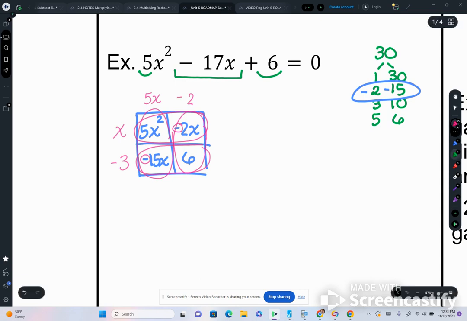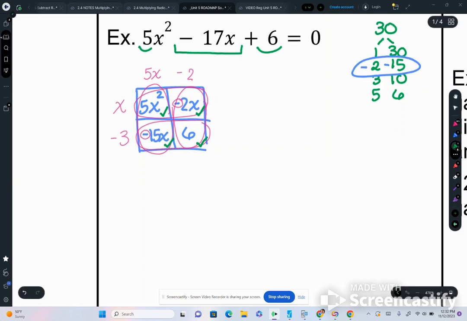And I always like to just double check that we're good. X times 5x is 5x squared. X times negative 2, negative 2x. Negative 3 times 5x, negative 15x. And negative 3 times negative 2, positive 6. And if you do that check, that makes it so you know that the pair that you picked worked out. So our factors then are 5x minus 2. And our factors are x minus 3.